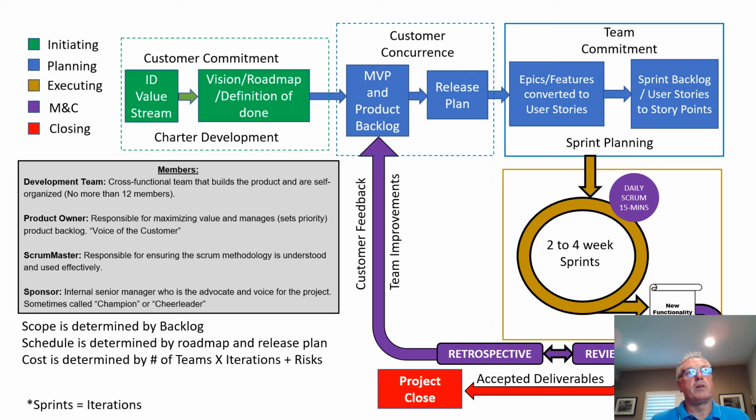Customer concurrence is the minimum viable product and product backlog. The product owner is the one that sets the backlog priorities. The team commitment is set up into epics, features, and converted to user stories. User stories is what the team works off to decide what they need to get done or what they're going to be working on. The sprint backlog is made up of user stories and story points. The sprint backlog is what the team works from in their iterations to get to whatever the definition of done is for that particular iteration.